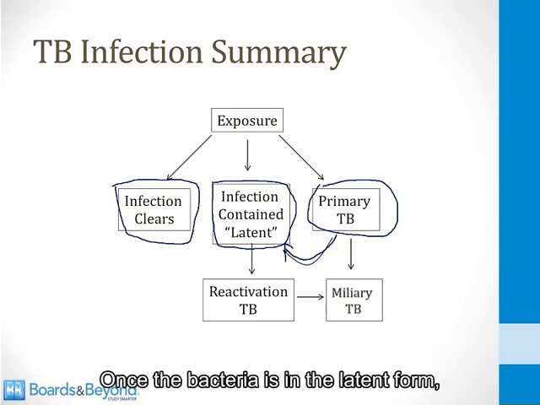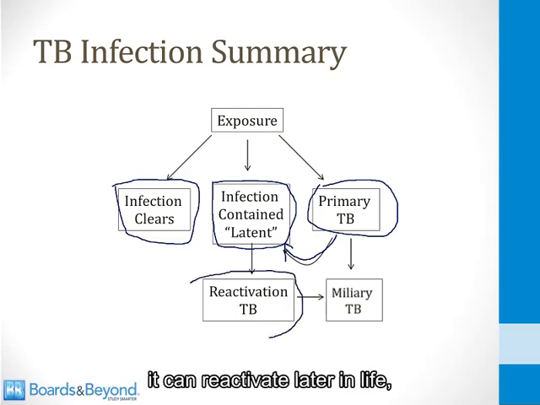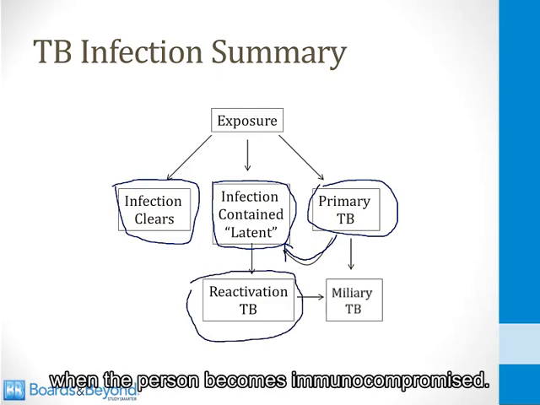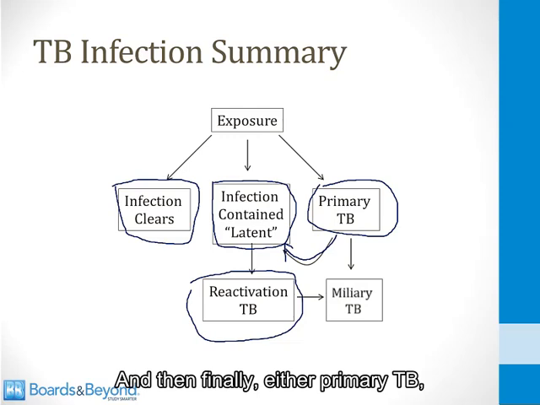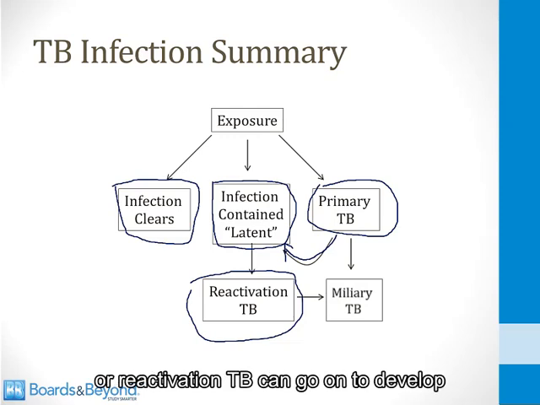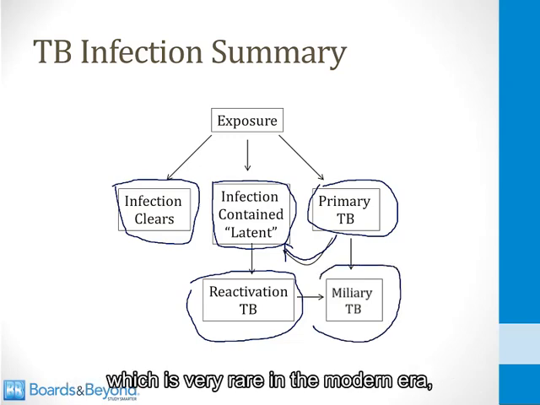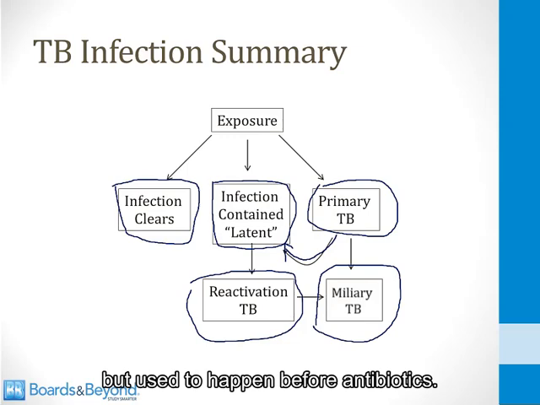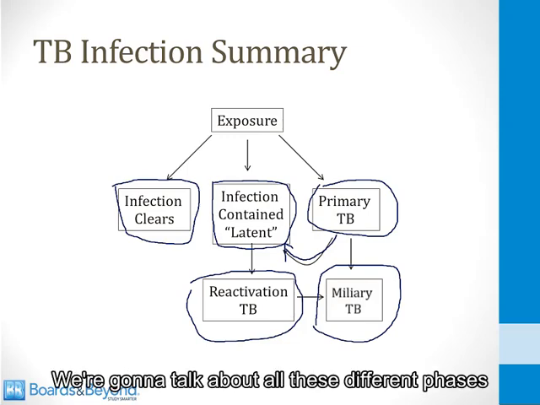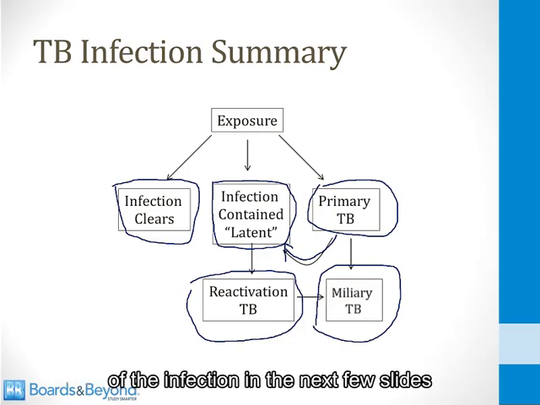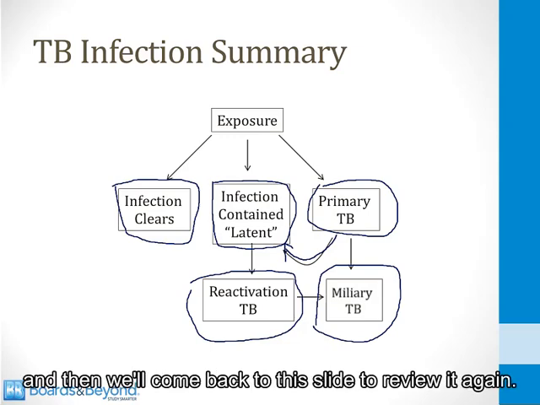Once the bacteria is in the latent form, it can reactivate later in life, sometimes even decades later when the person becomes immunocompromised. And then finally, either primary TB or reactivation TB can go on to develop a systemic, very serious illness called miliary TB, which is very rare in the modern era but used to happen before antibiotics. And we're going to talk about all these different phases of the infection in the next few slides, and then we'll come back to this slide to review it again.